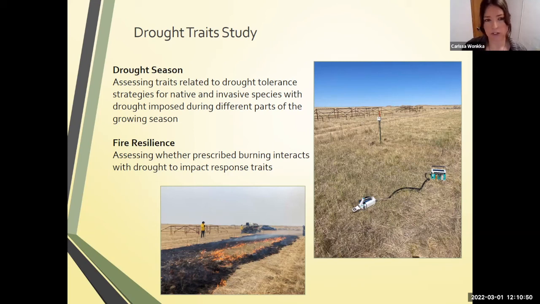And so we're also overlaying a burning regime on that, where we assess whether prescribed burning interacts with drought to impact these drought responses. And so we're able to look at all the traits, how they shift with drought and fire, and how that creates a competitive advantage or disadvantage for the different species that are in this ecosystem.